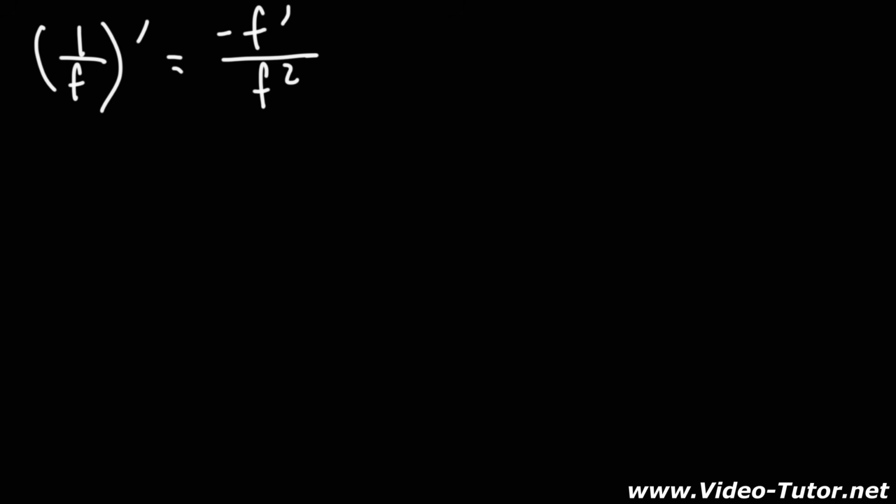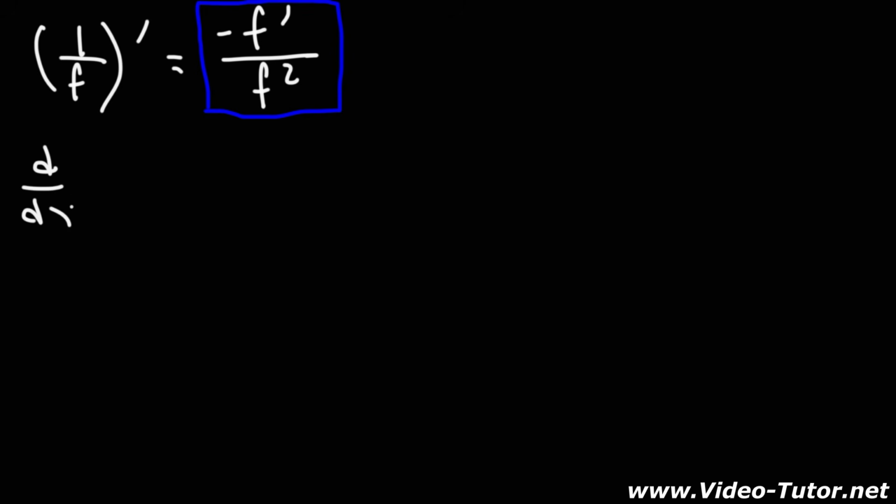So let's write a simplified version of it. So here's the reciprocal rule. The derivative of 1 over f is going to be negative f prime over f squared. So that's the simplified version of the reciprocal rule. Now let's work on an example problem.